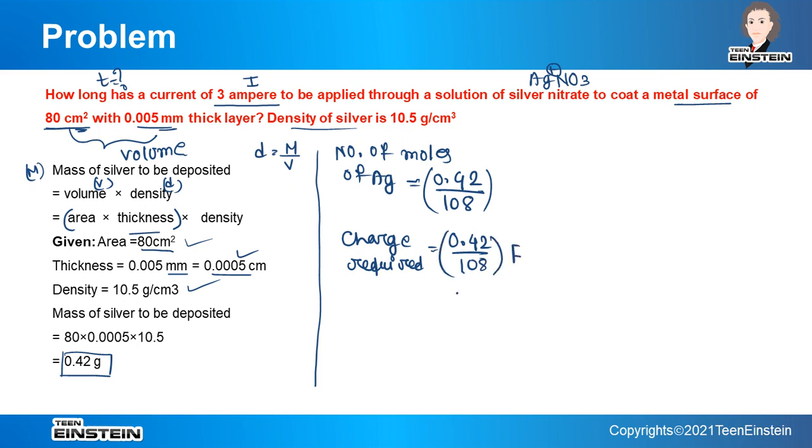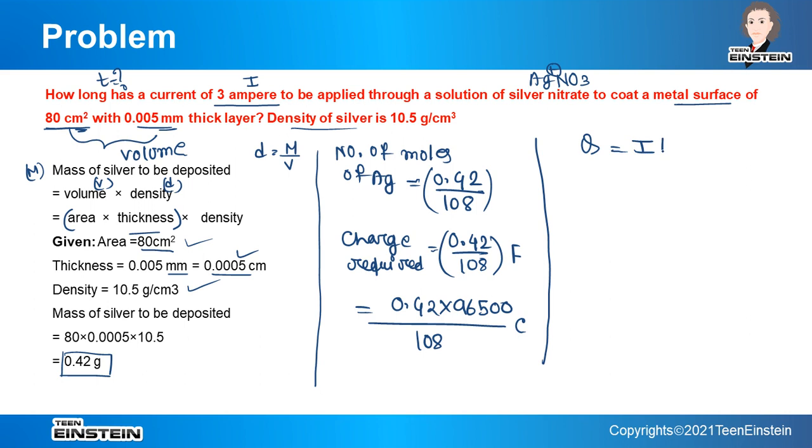If this is Faraday, convert it to Coulomb, we multiply with 96500 divided by 108. Now it is in Coulomb, right? Now that we know the charge, from the equation Q equal to IT, we have to find T. Q value is known, I is known, T is not known. T is Q by I. What is Q? This is Q.